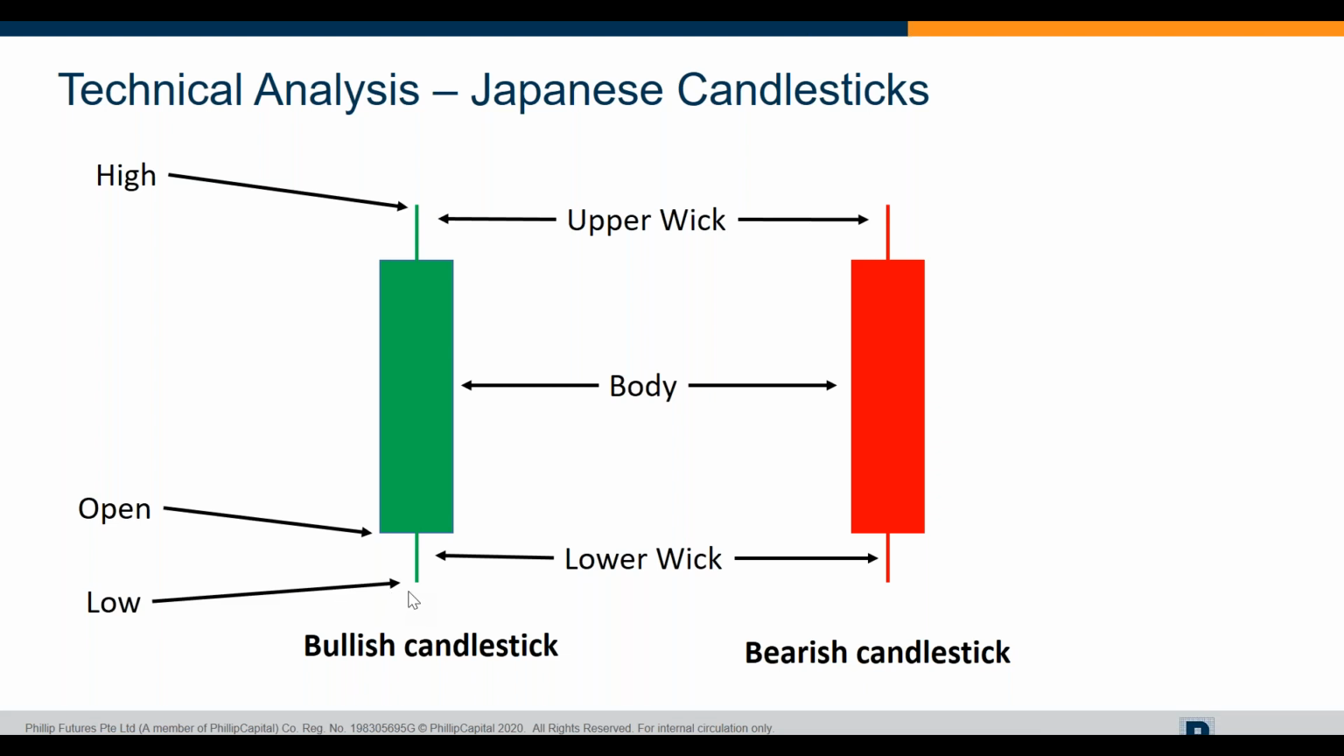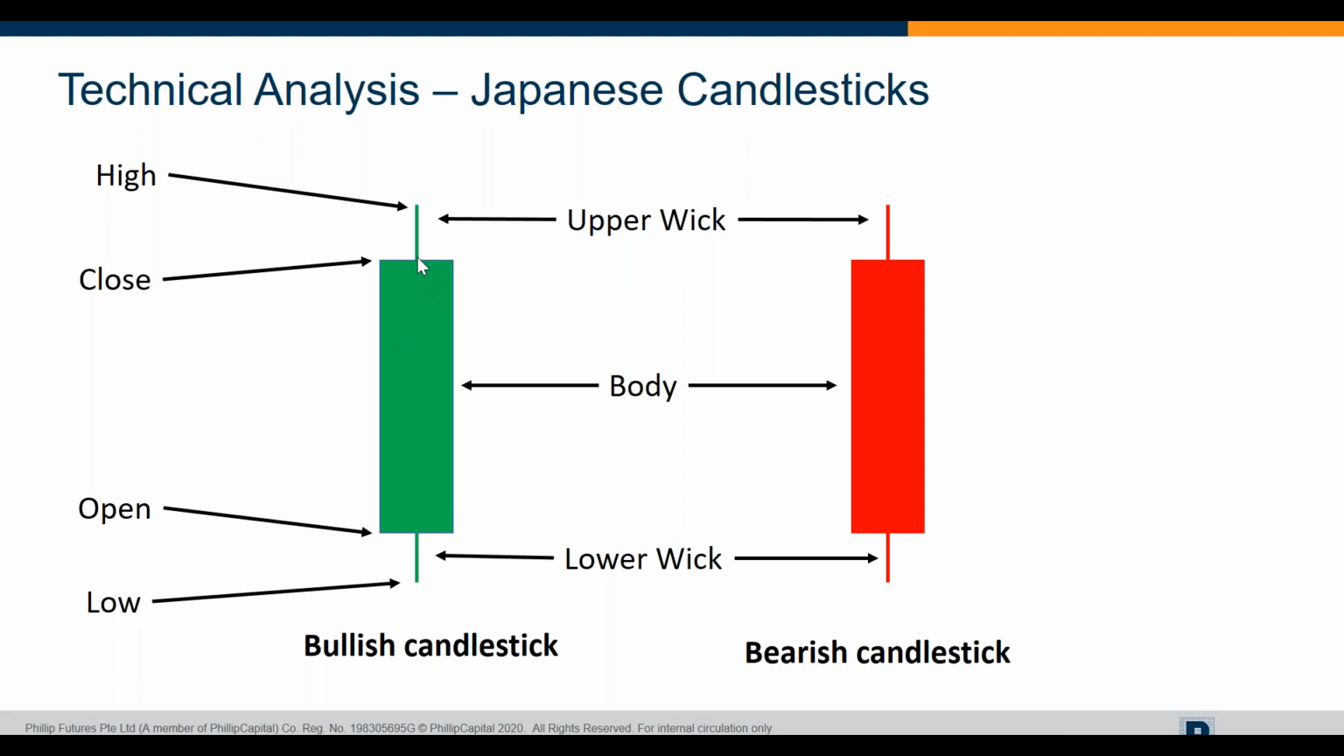So at the end of the 1 hour, it actually closed above, right? So the close is above the open, therefore it is a bullish candle. Within this 1 hour, the price actually appreciated from open to close. But we know during this 1 hour, the price once went up to this high point and once went to this low point, but eventually it closed higher.